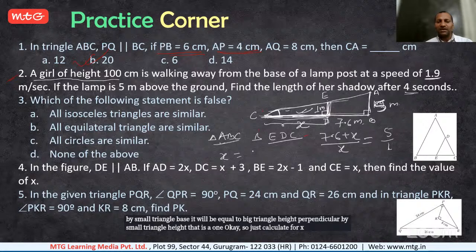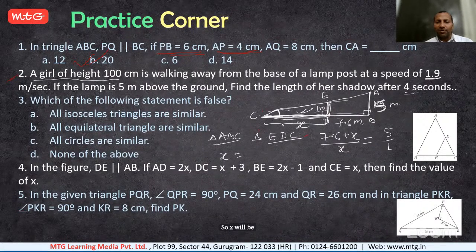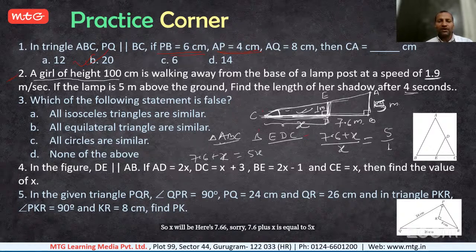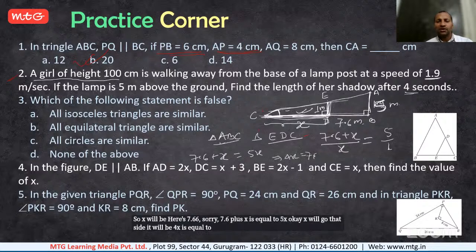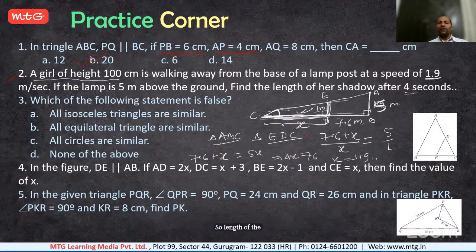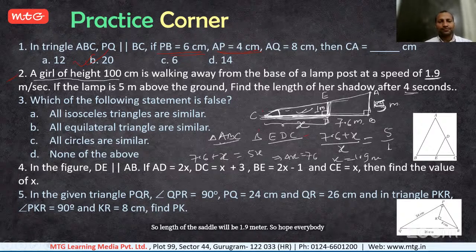So 7.6 plus x is equal to 5x. Okay, x will go to that side, it will be 4x is equal to 7.6. So x is equal to 1.9. So the length of the shadow will be 1.9 meter. So I hope everybody understood this.